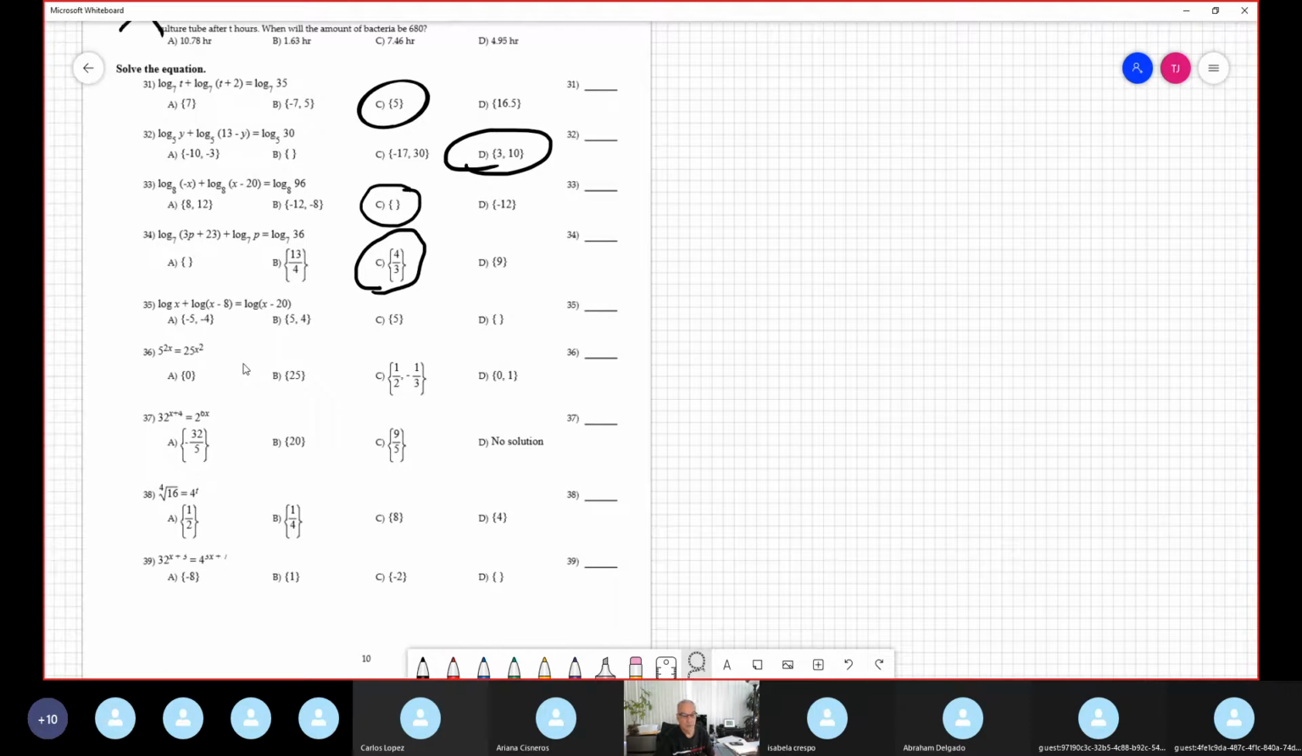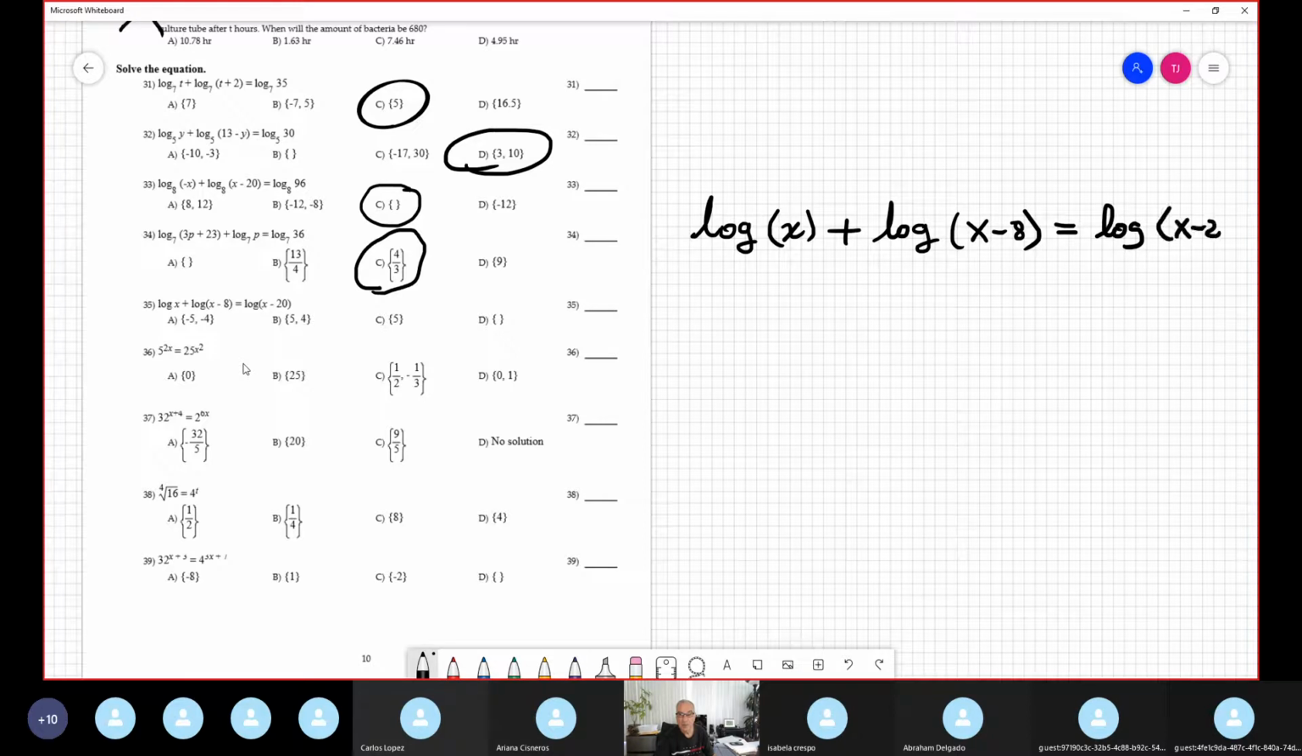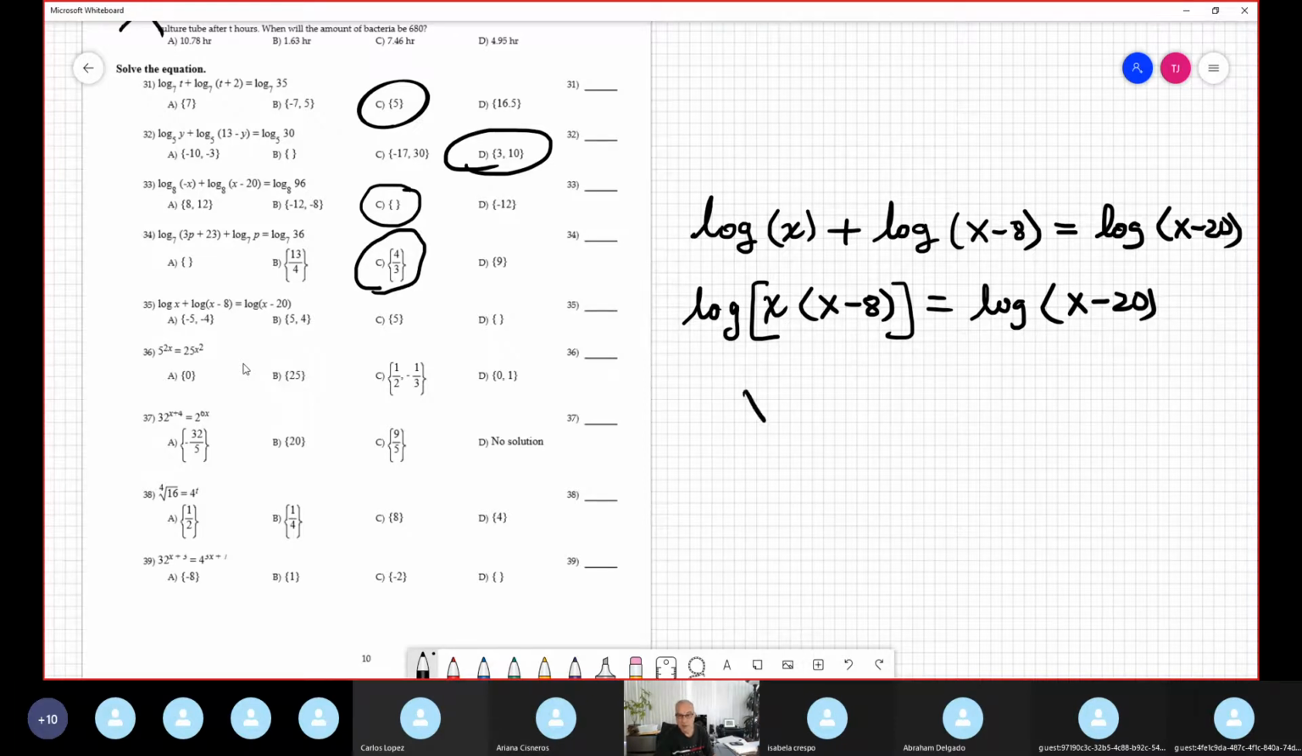Now 35. 35 is a logarithm, but with no specification of the base. So you need to suppose that when there is no specification, the base is 10. It's a common logarithm. Again, we condense this into only one. Now you know, same logarithm, same base, so the arguments are the same.